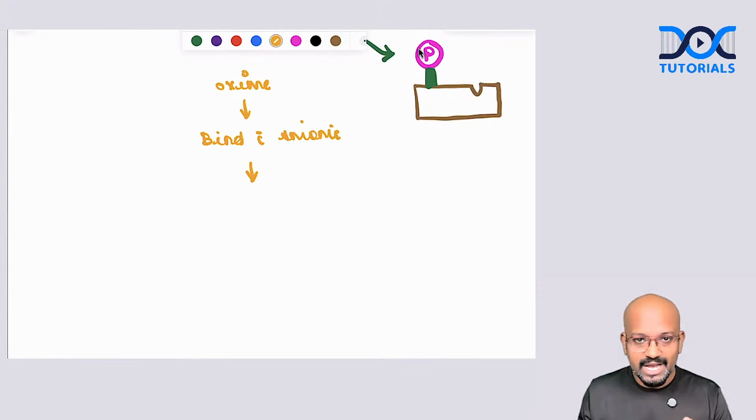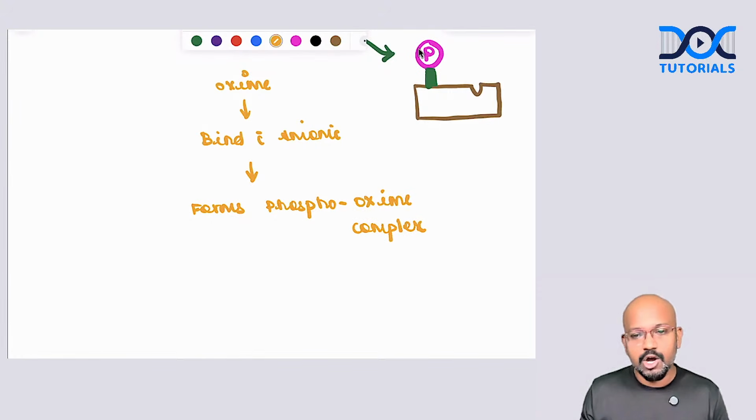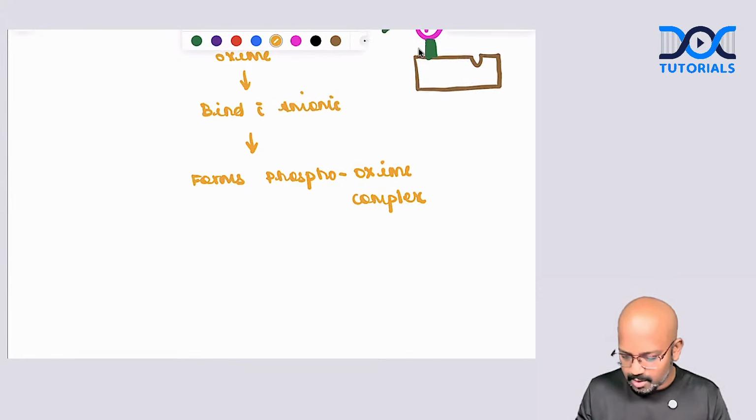It will bind with the anionic site. Thereby, it will form a bond with the organophosphorus. And that is what we explain as it forms a phospho-oxime complex. Phospho means organophosphate, oxime means Pralidoxime. So a phospho-oxime complex will be formed.